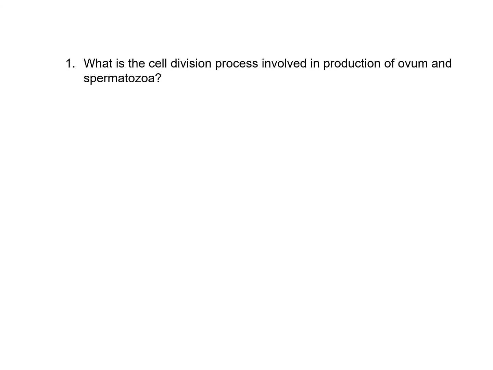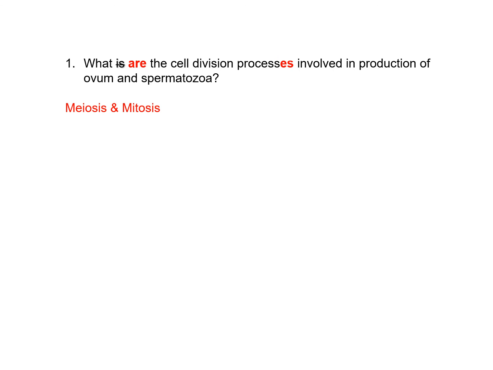So what is the cell division process involved in the production of ovum and spermatozoa? That's right, it's gametogenesis that's driven by meiosis. But if you notice, the cells do divide and have double copies before meiosis 1, so there's also an element of mitosis that happens earlier. But meiosis is the main process.